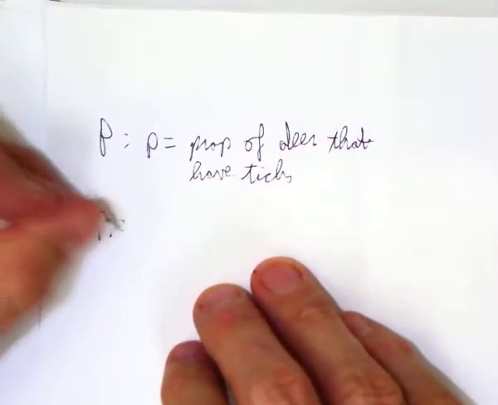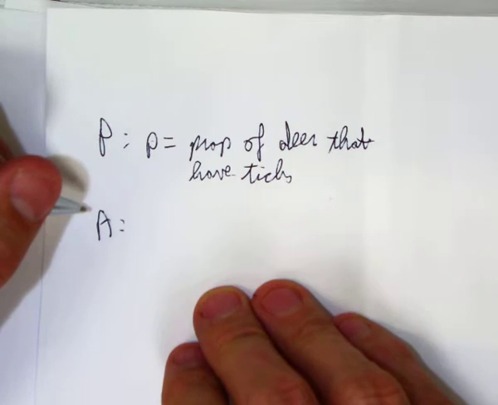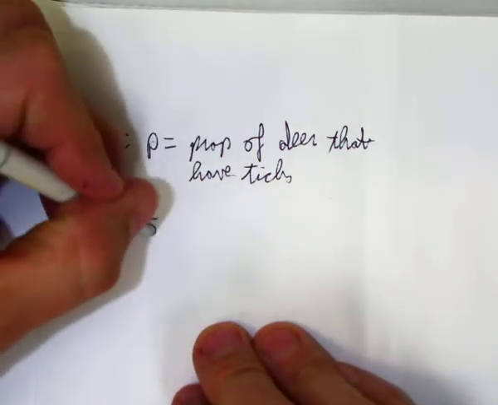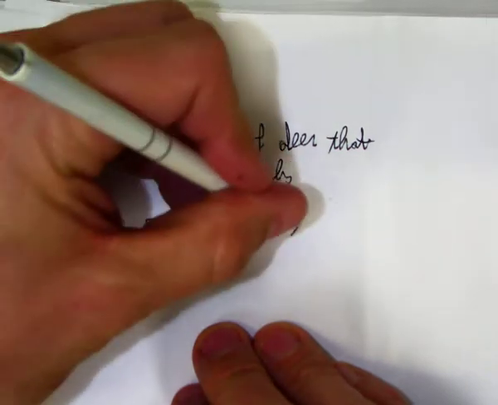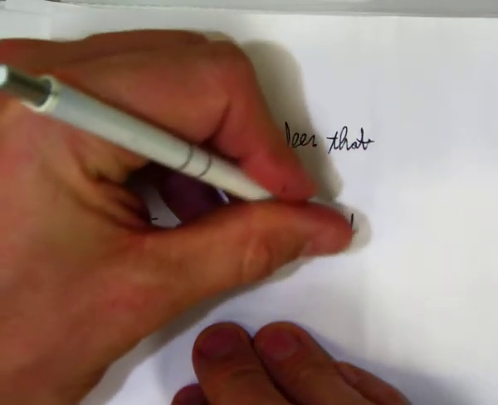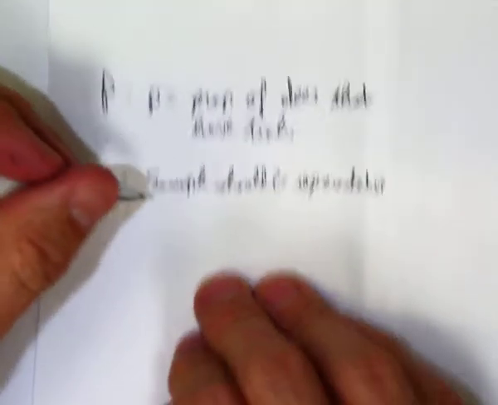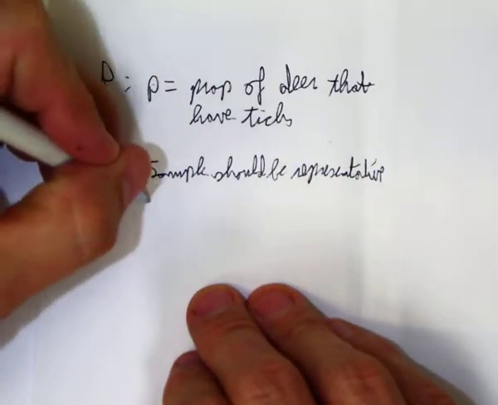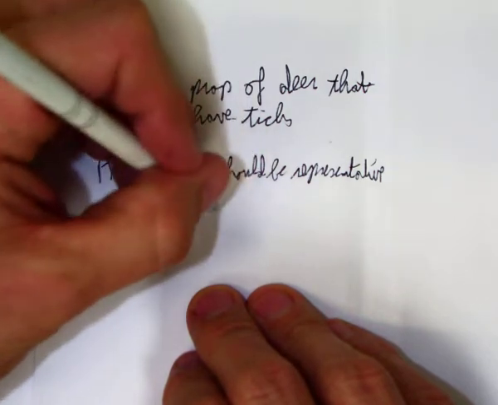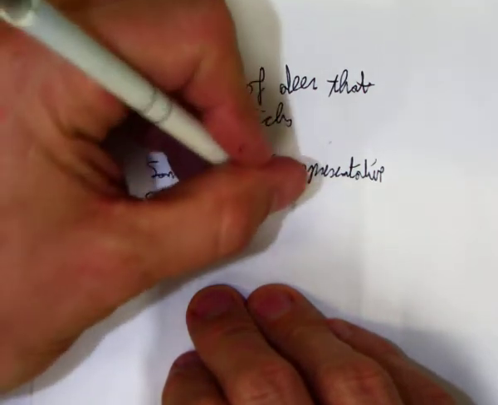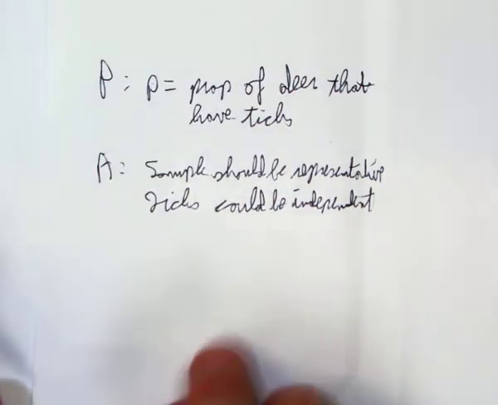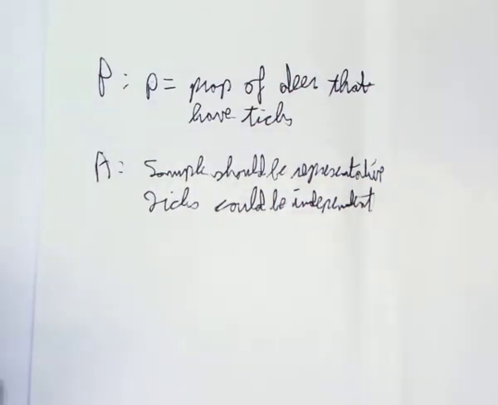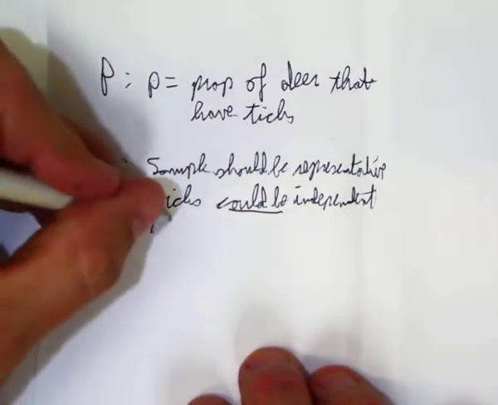Okay. The assumptions. This sample should be representative. The ticks could be independent. We're going to have to assume that they could be, because the problem is ticks travel from one animal to another, and deer tend to run in packs. So there could be an issue with independence. That's why I put could be there.